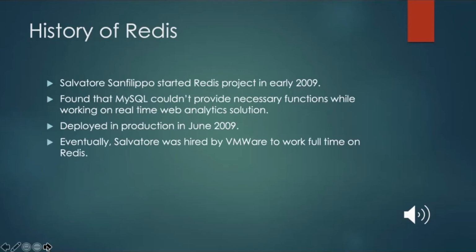History of Redis. The Redis project was started by Salvatore Sanfilippo in early 2009. He found that MySQL couldn't provide the necessary functions while working on a real-time web analytics solution. Redis was deployed in production in June 2009.